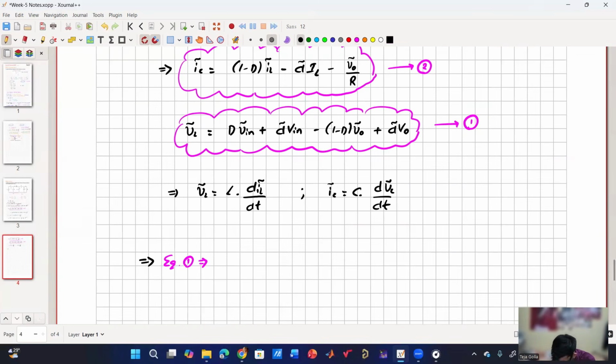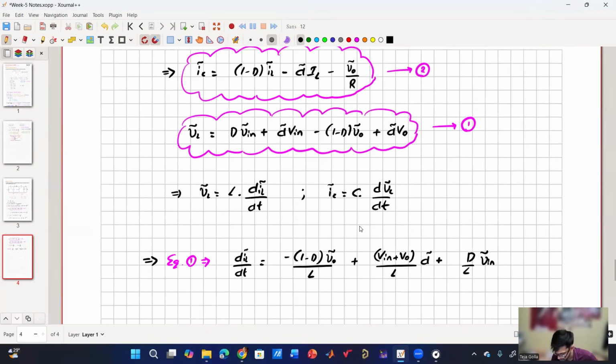Okay. So we have VL tilde. So dIL tilde by dt is equal to minus (1 minus D) into V0 tilde by L, plus (Vin plus V0) by L into D tilde, plus D by L into Vin tilde. I have segregated everything this way because it will be easy to write in terms of state space. So I have just segregated them properly. Just cross check, and if you have doubts, please stop me.